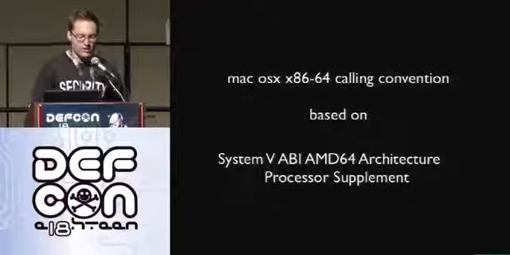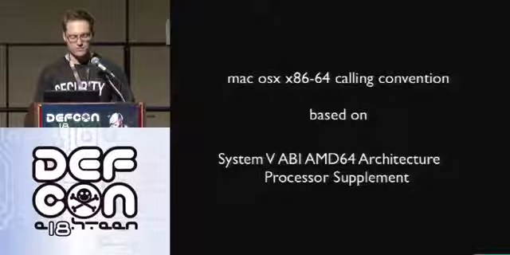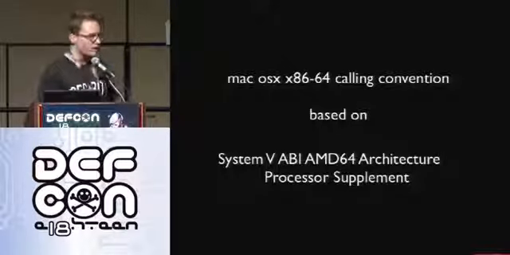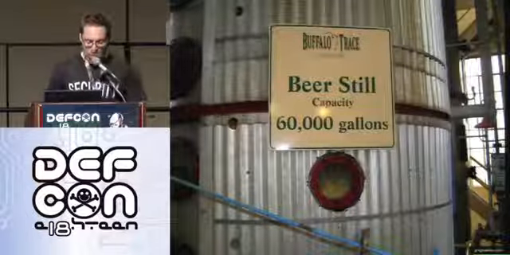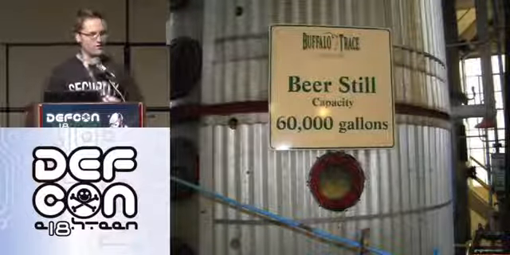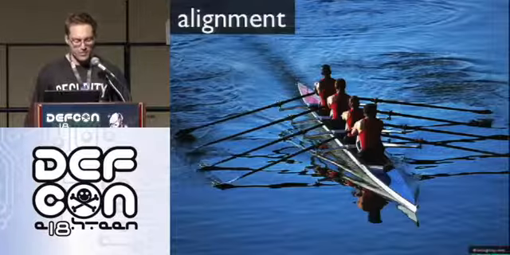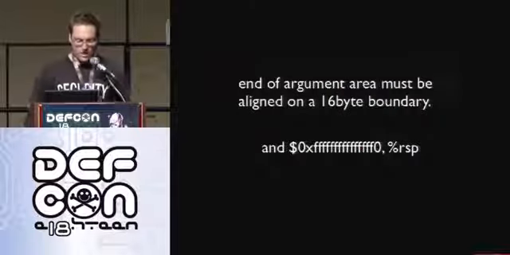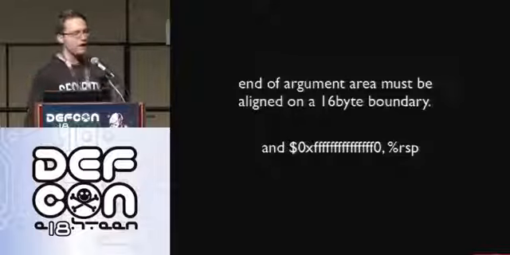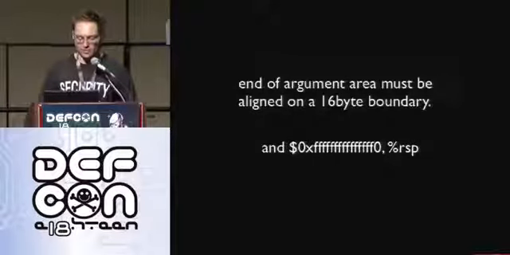But lucky for us, the x86 64 calling convention on OSX is based on the System 5 AMD 64 ABI. So there's some overlap, so we actually get saved a little bit. So instead of actually reading all this stuff, we can just distill it down into the main things we need to actually accomplish the function hooking that I'm going to describe shortly. So the first thing we need to worry about is alignment. All that we really care about for alignment in this talk with function hooking is that the end of the argument area before you call a function has to be aligned on a 16-byte boundary.